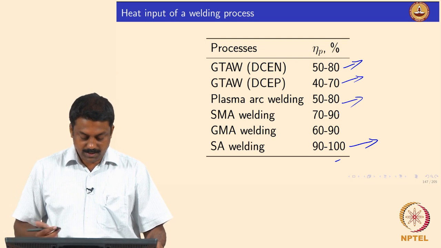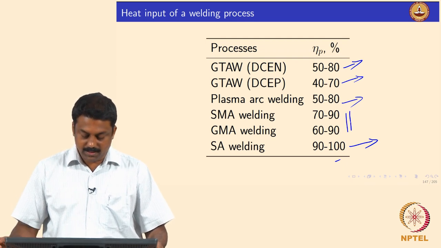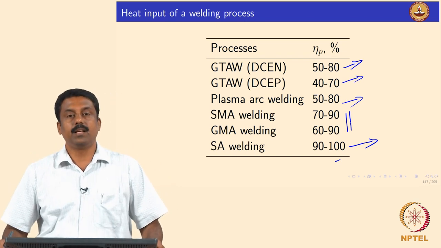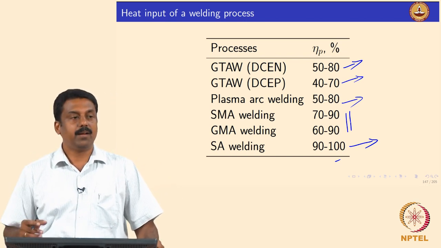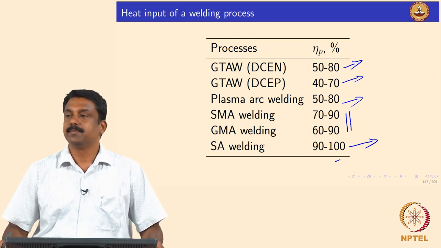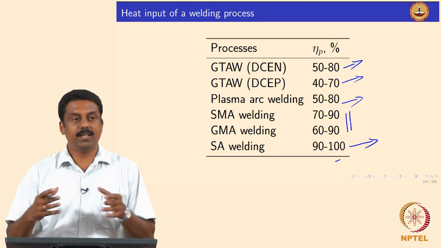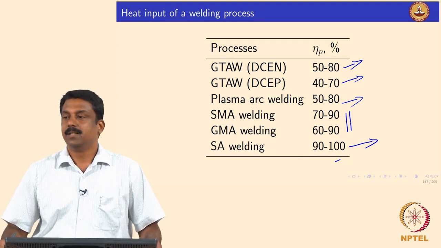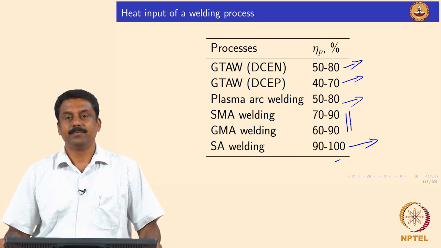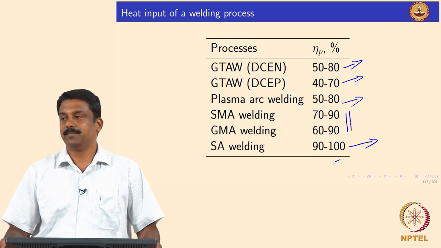Yes, and shielded metal arc welding and GMAW will have equal heat transfer. In shielded metal arc welding, it's slightly higher because the fluxes also generate an insulating vapor layer, so that protects the arc from radiation. Okay, so the efficiency increases because that factor term increases. Is that clear? Any questions so far?